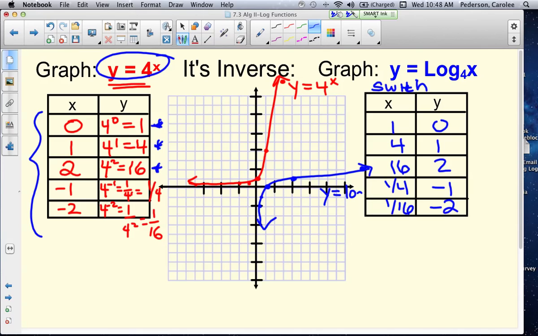So when I graph these, I always graph its inverse function first, whatever its base is. In this case, this is a base 4. So you graph its exponential of base 4, and then just flip-flop the ordered pairs.